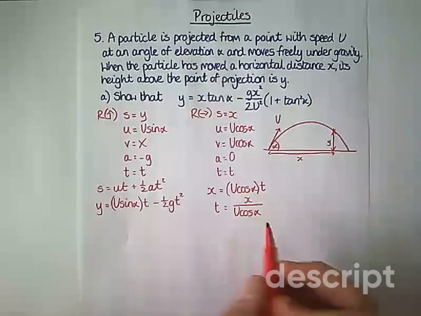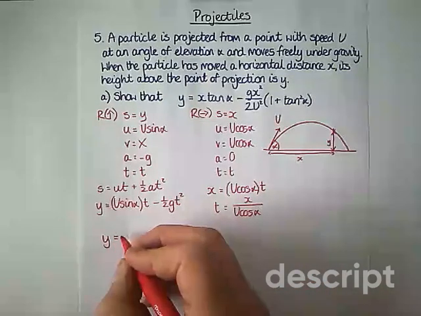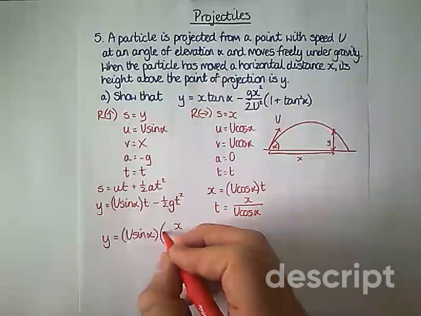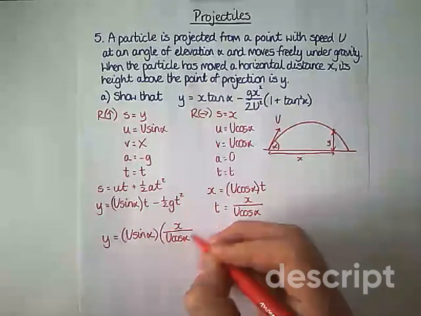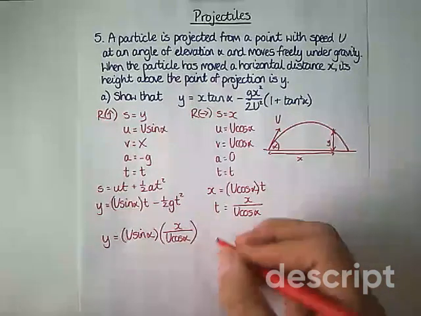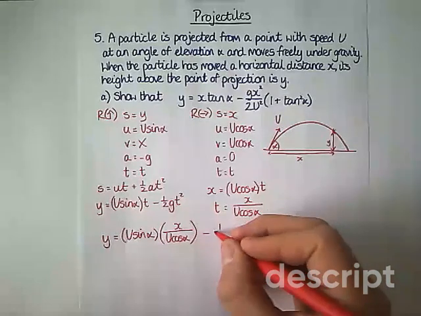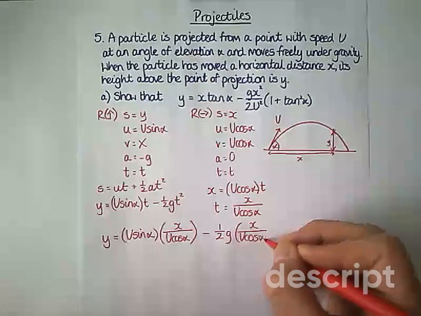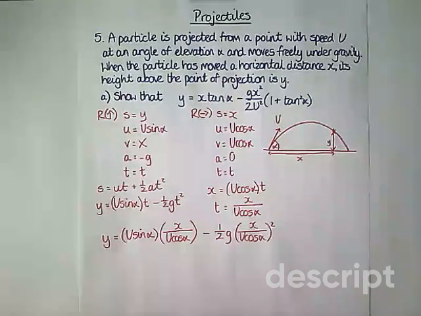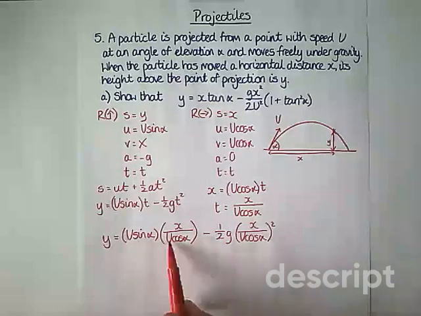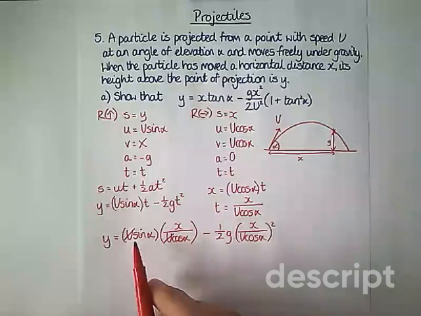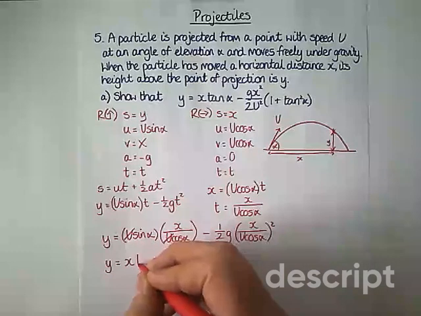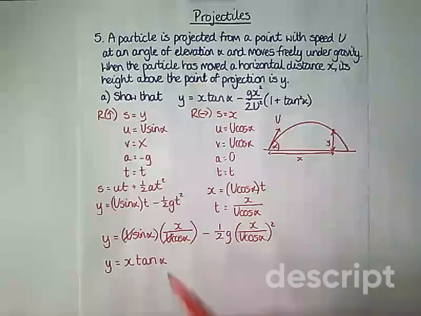So subbing in t as that, we get y equals u sine alpha times x over u cos alpha minus a half g times x over u cos alpha, all squared. Now these two u's will cancel each other out, and I've got sine alpha over cos alpha, which is tan alpha. So y equals x tan alpha. I've got the first bit, so happy days.